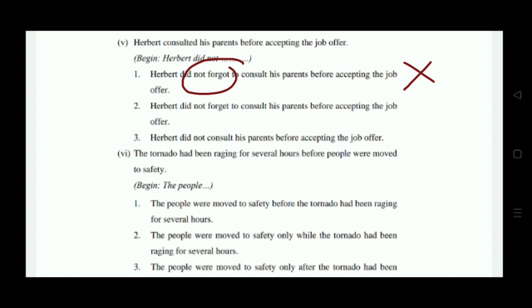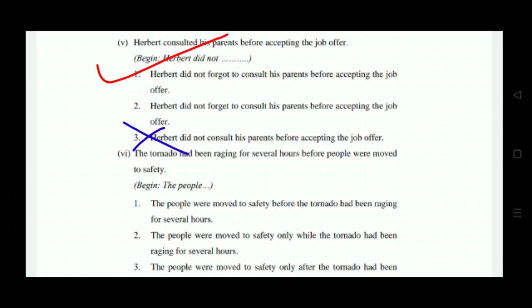Number 2 option. Herbert did not forget to consult his parents before accepting the job offer. And option 3. Herbert did not consult his parents before accepting the job offer. In the third option, the meaning is getting changed. So, our right answer will be Herbert did not forget to consult his parents before accepting the job offer. Therefore, Herbert consulted his parents before accepting the job offer.